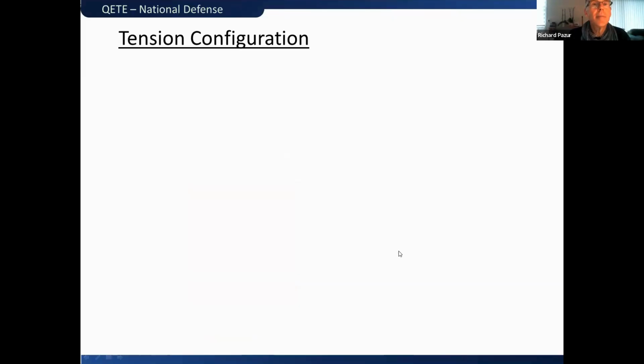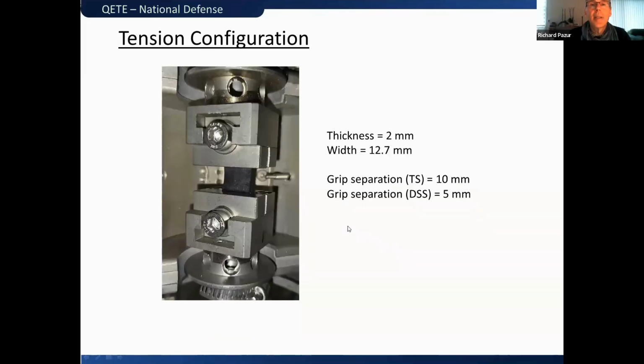Tension configuration. So here's the sample, just coming out of a tensile sheet, thickness 2 millimeters, width is 12.7 millimeters. Grip separation depends. If we're doing a temperature sweep, it's 10 millimeters. If we're doing a double strain sweep, it's 5 millimeters. And we do all these dimensions because we want to limit the shape factor correction when we get the final results. And the compression configuration.